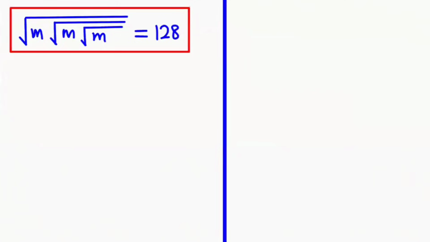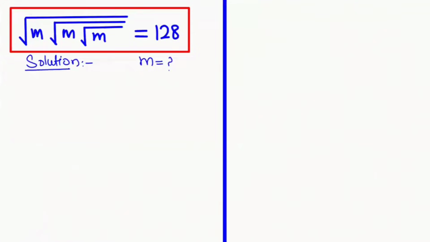Hi everyone, in this video I am going to solve this nice algebra problem. The equation we have is root of m times root of m times root of m is equal to 128. Here we need to find the value of m. So let's start the solution.